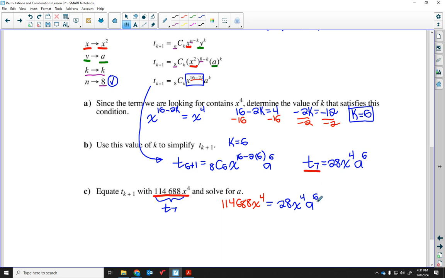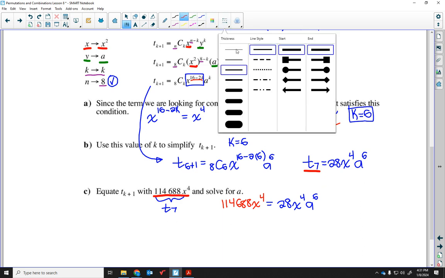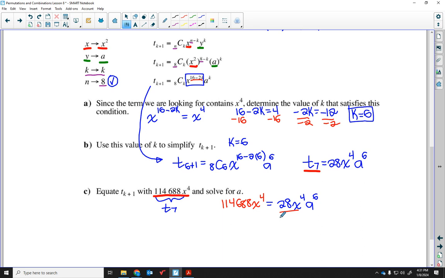Okay, we need to solve for a. Now, it does have a to the power of 6, but we'll worry about that in a moment. Let's just get a to the power of 6 isolated. So the way I'll do that is we're just going to divide both sides of the equation by 28 x to the power of 4, divided by 28 x to the power of 4.